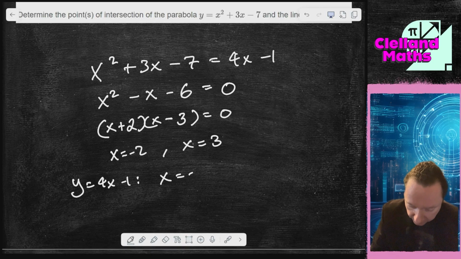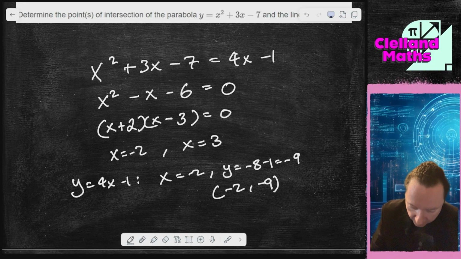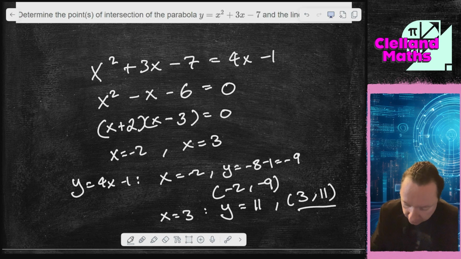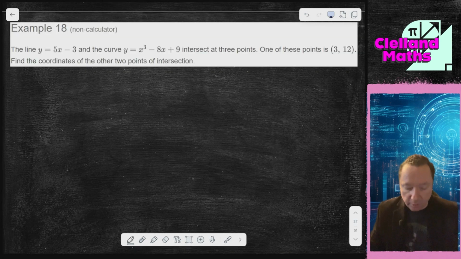So when x is minus 2, y is 4 times minus 2 is minus 8, minus 1, minus 9. So we've got minus 2, minus 9. And for the other one, when x is 3, y equals 4 3s is 12, minus 1 is 11. So that gives me 3, 11. And we're done there.